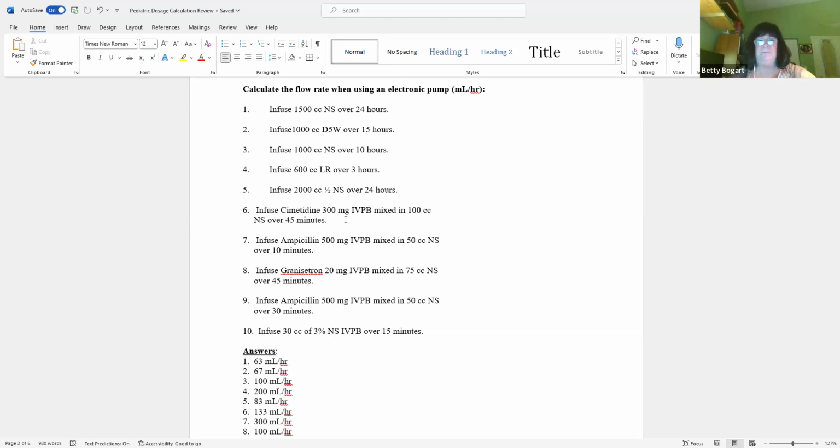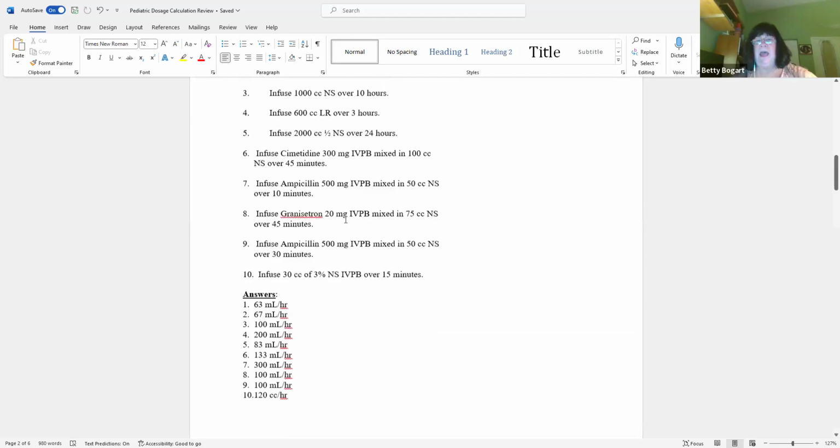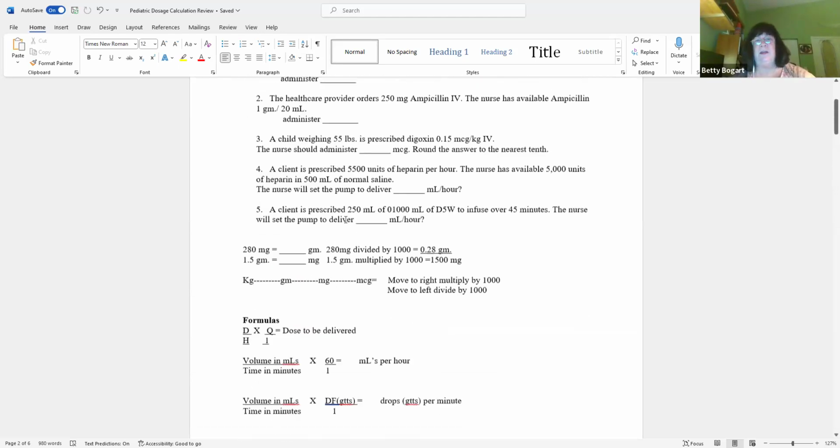Like number 7, it's telling you something's being done, but it's in 50 mLs of normal saline over 10 minutes. So we would put that 50 over 10 times 60. Do you see that? Okay, does that make sense for everybody? mLs per hour, you're definitely going to see.